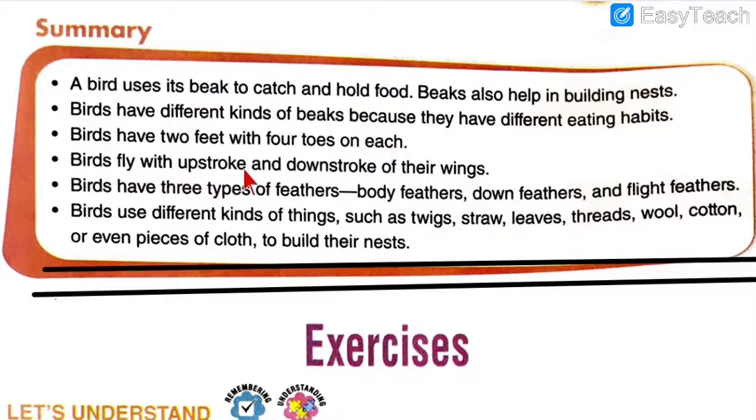Birds fly with upstroke and downstroke of their wings. That means by flapping their wings up and down. Birds have 3 types of feathers: body feathers, down feathers, flight feathers. If you remember, body feathers are on their body. Down feathers are the feathers which keep the birds warm, and the flight feathers are generally on both the sides on the wings, to make the bird fly properly.